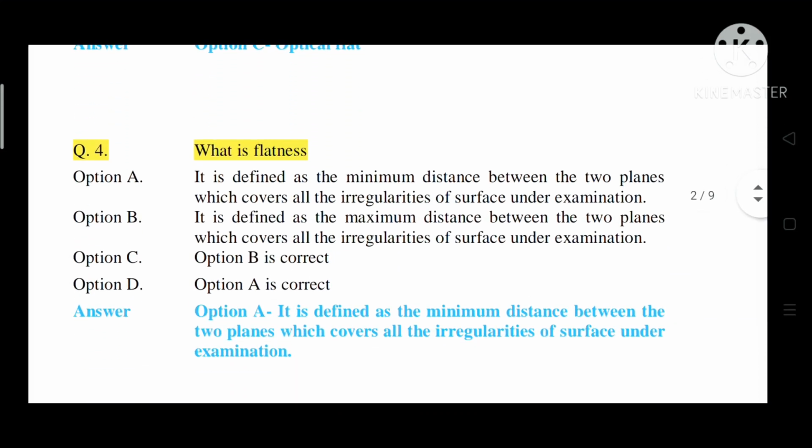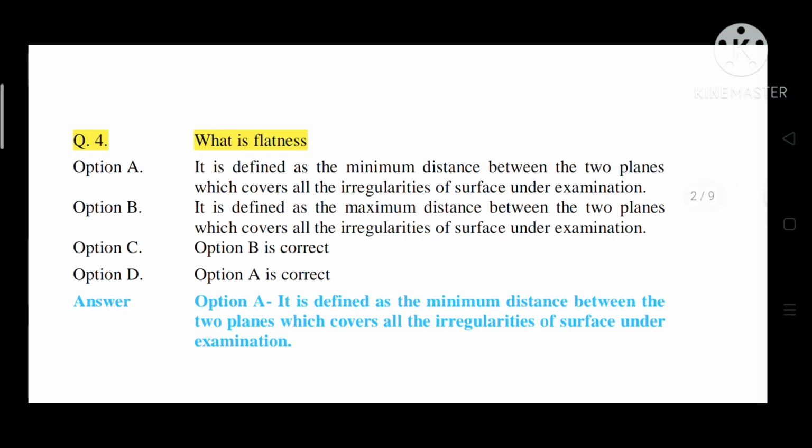Question number 4, what is flatness? Option A, it is defined as minimum distance between the two planes which covers all the irregularities of surface under examination. Option B, it is defined as the maximum distance between the two planes which covers all the irregularities of surface under examination. Option C, option B is correct. Option D, option A is correct.